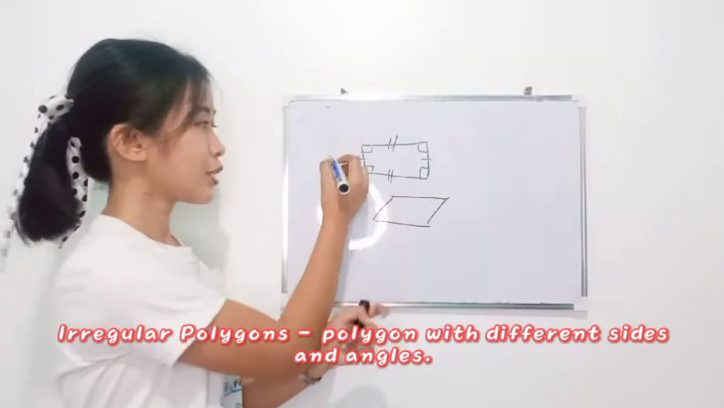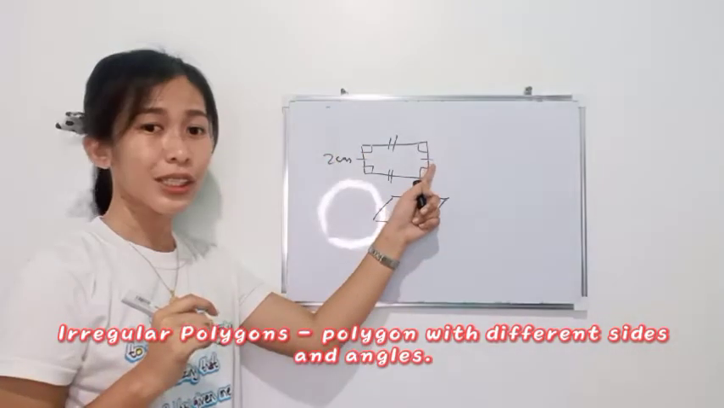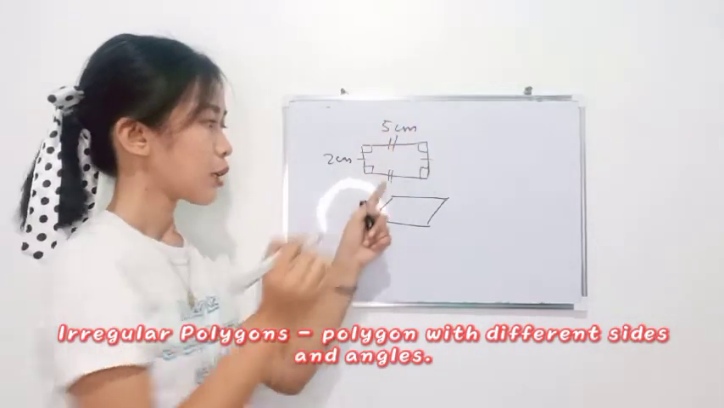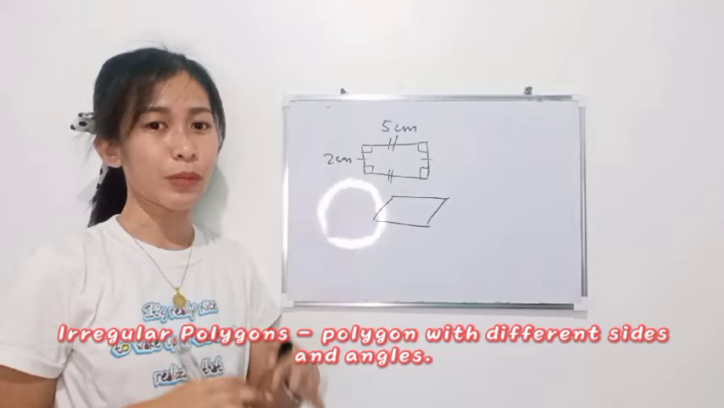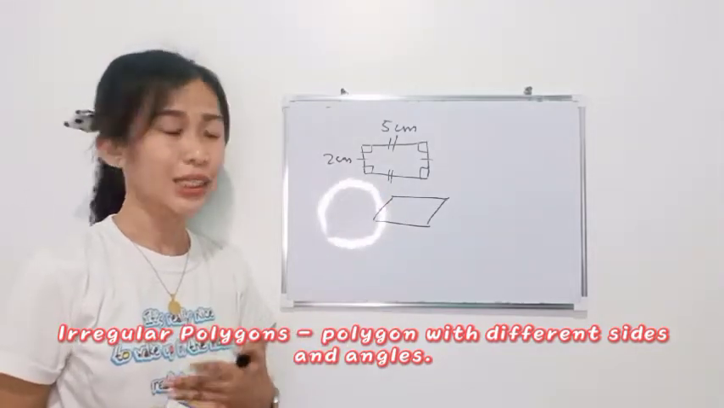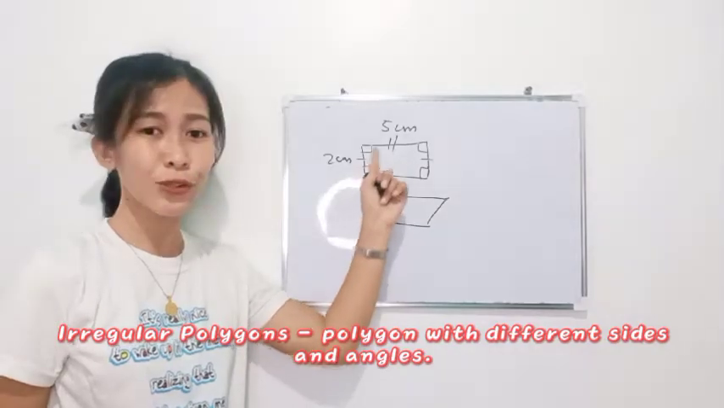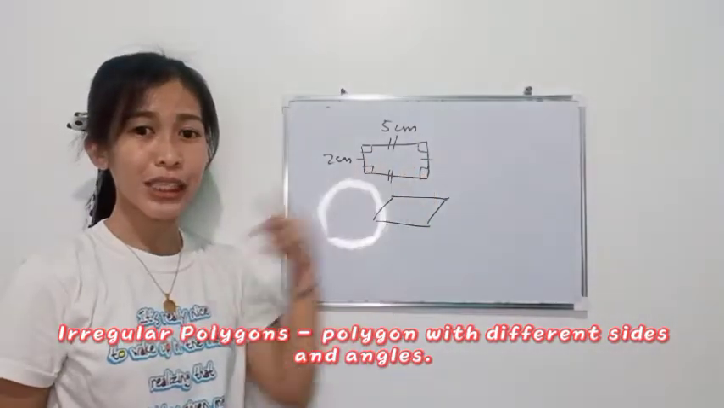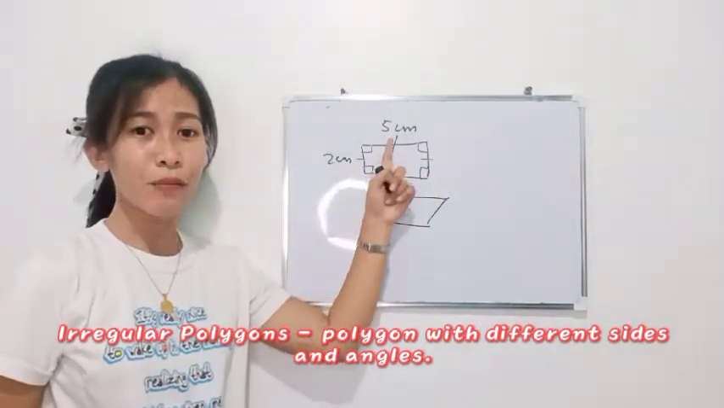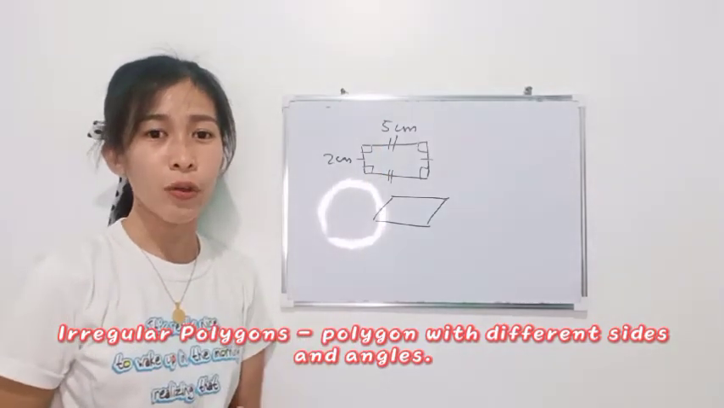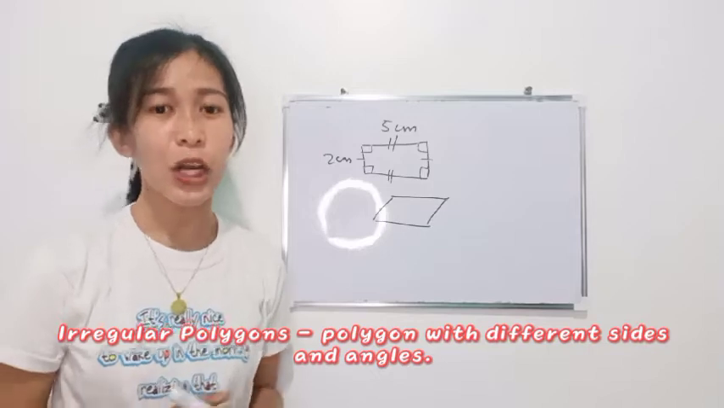Tama? For example, this is 2 cm. Itong side na to, 2 cm din. And this one is 5 cm. Itong side na to is 5 cm din. And the point is, magkaiba. Mayroong magkaibang measurement. Although magkakatulad yung measurement ng angles, which is 90 degree, magkaiba yung measurement ng mga sides. Therefore, it is what we call an irregular polygon.